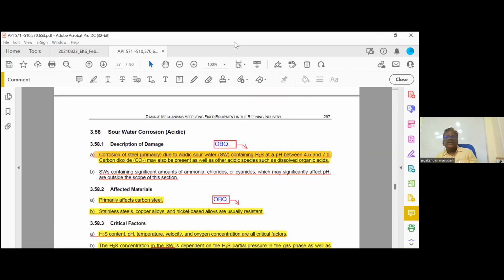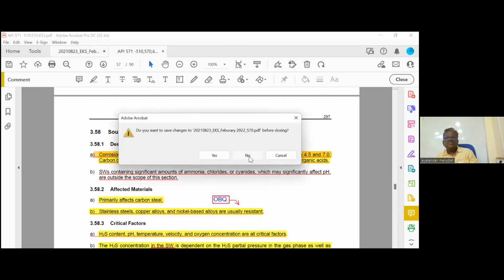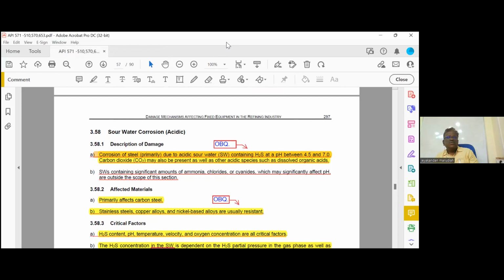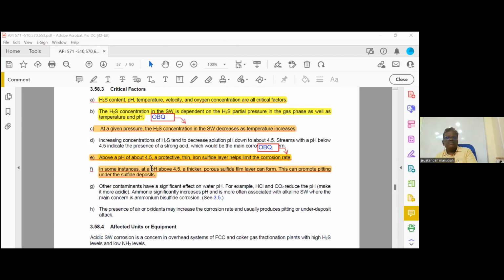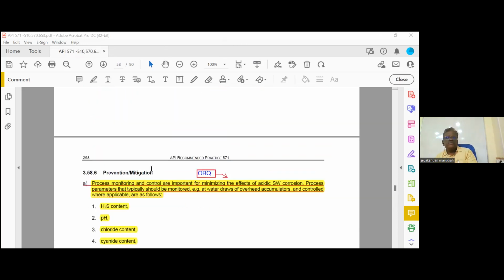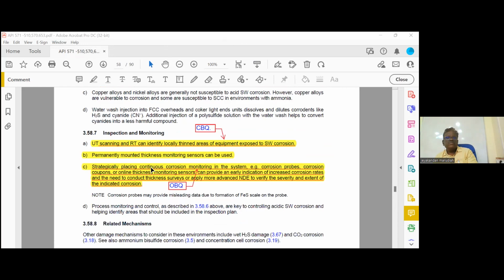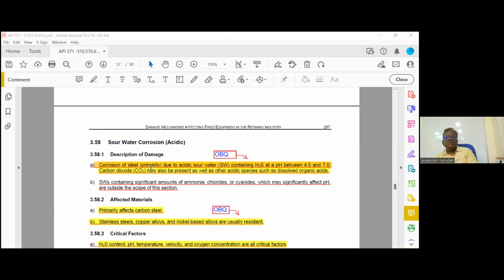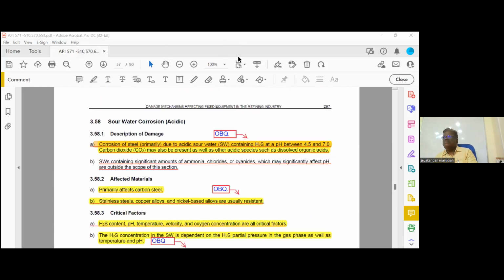Right, page number 297. So what is sour water corrosion? Okay, now water pH is 7. Suppose when the water is dissolved with the H2S, it will become acidic water. So the pH will be less than 7. That is called sour water because it is highly corrosive.